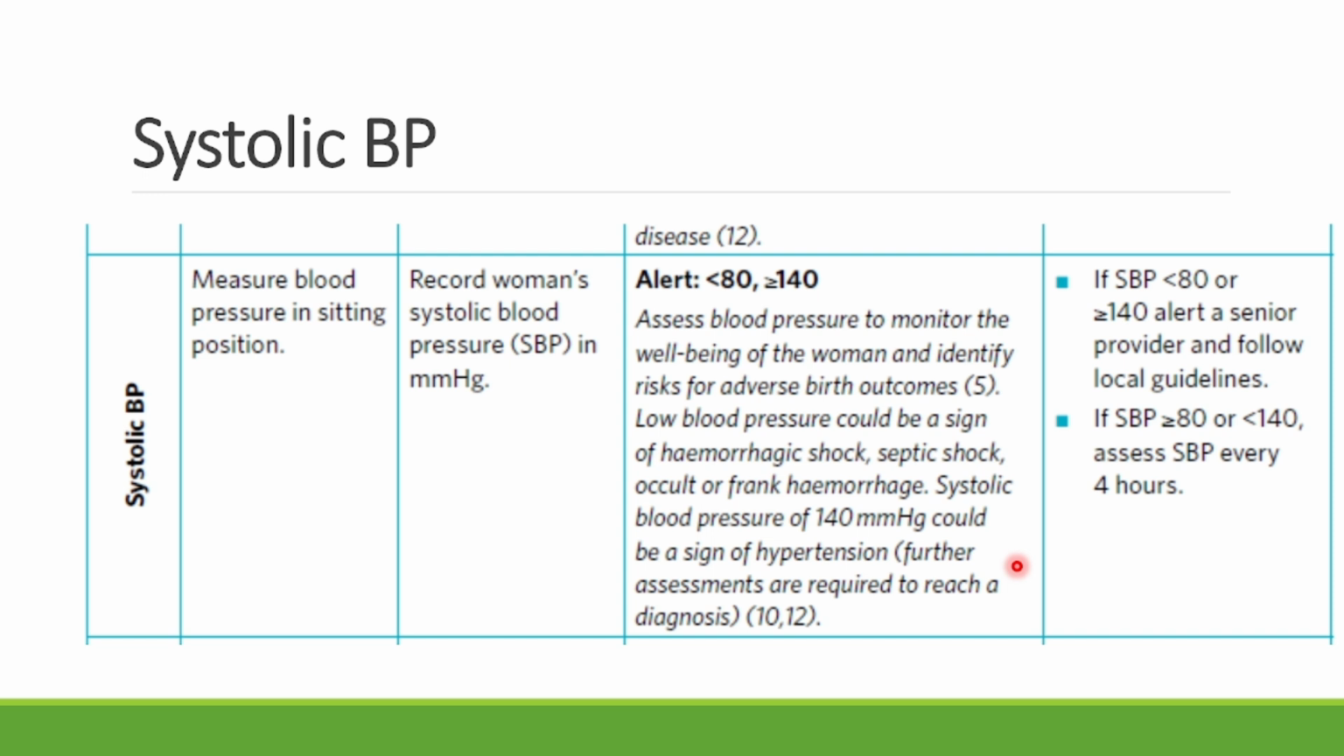What about the systolic blood pressure? Record the systolic blood pressure and check with the alert. If less than 80, equal or more than 140, this indicates abnormalities. And if it is normal, we should check every 4 hours.